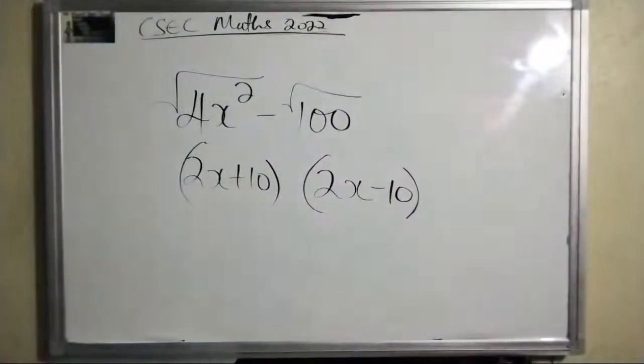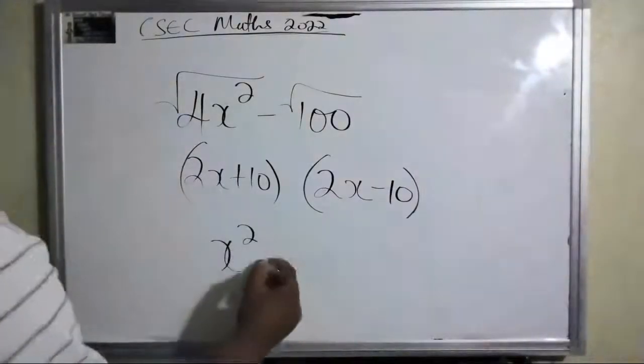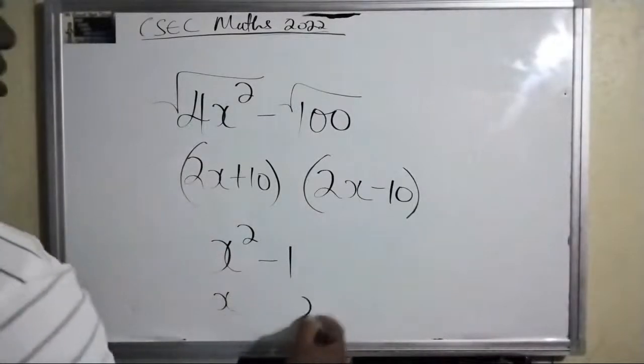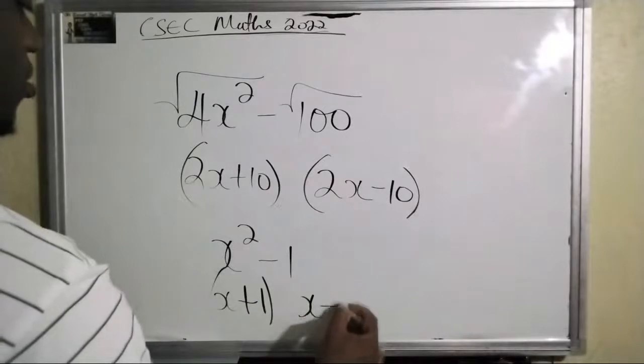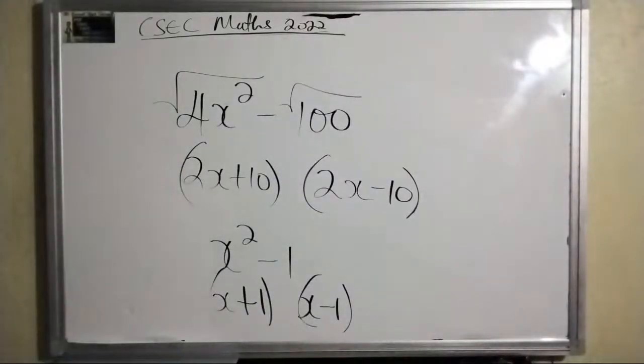Alright, so it's a difference of 2 squares. Similarly, if we had x squared minus 1, CSEC likes to give this one. This would give us x plus 1 and x minus 1. Alright? So let's move on now.